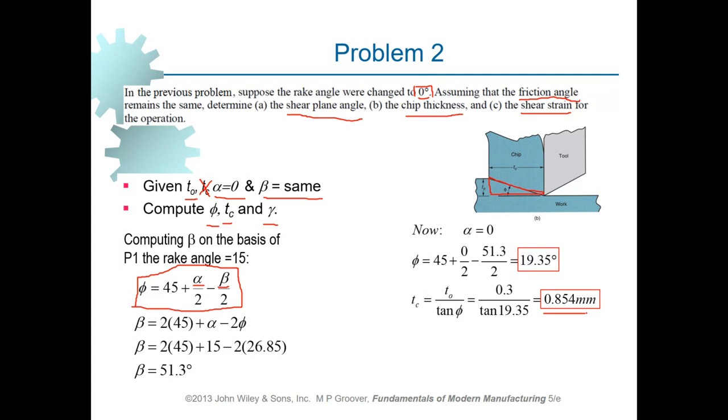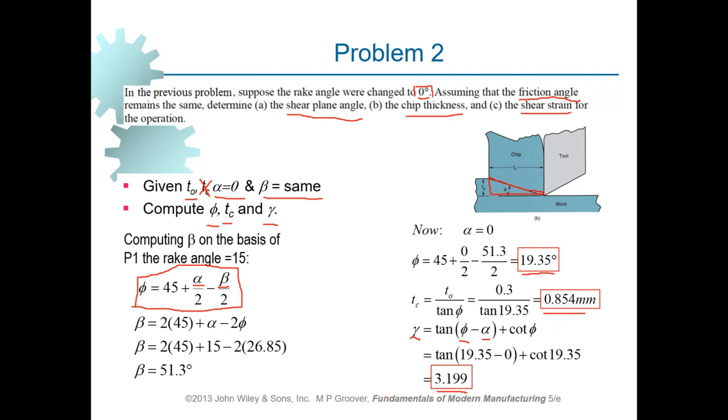So as we can see, the value of phi is decreased from 26 point something to 19.35, and the value of TC has increased from 0.65 to 0.85. And the only remaining parameter is the shear strain. Now we make use of the equation, substitute the new values of phi and also gamma, and get it computed, and it comes to 3.199. And again, this value is greater than what we had for the previous problem. It was 2 point something in the previous problem, now it is 3 point something in the new problem.